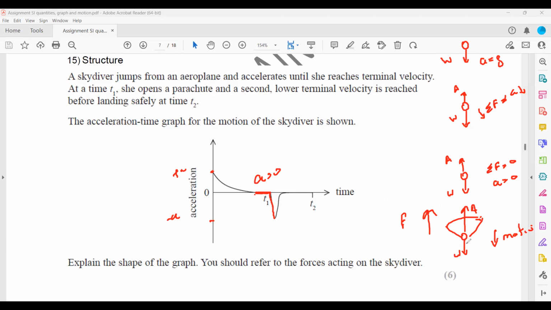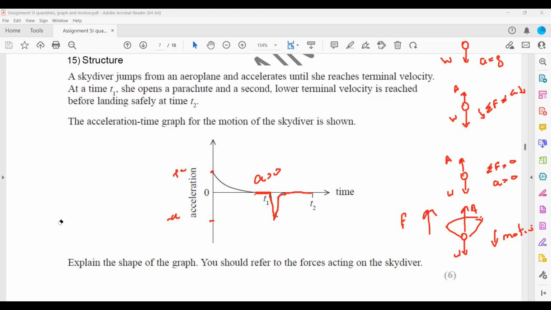Then the deceleration also decreases. Why does the deceleration decrease? Because as she decelerates, her speed decreases. When the speed decreases, the air resistance will also decrease, so the resultant force is decreasing. That's why her deceleration is decreasing. Eventually, the air resistance balances with the weight again, so she moves at a constant speed, or no acceleration. So this is the acceleration time graph.